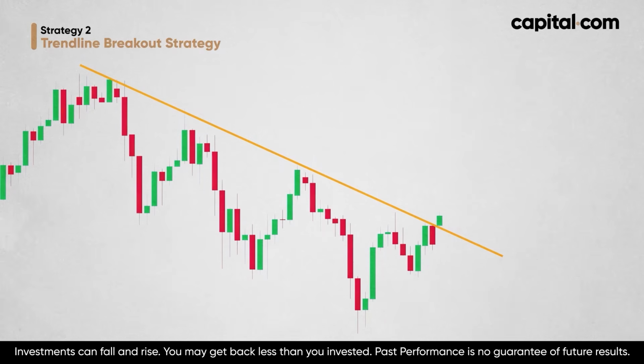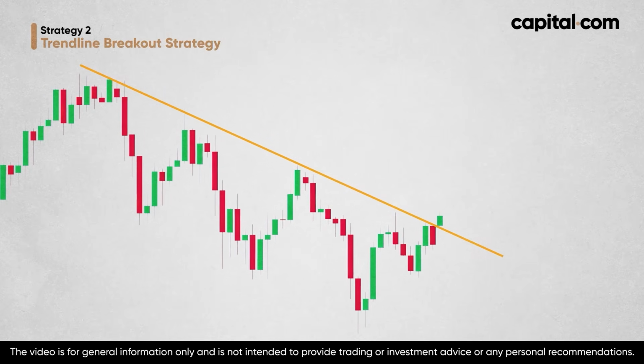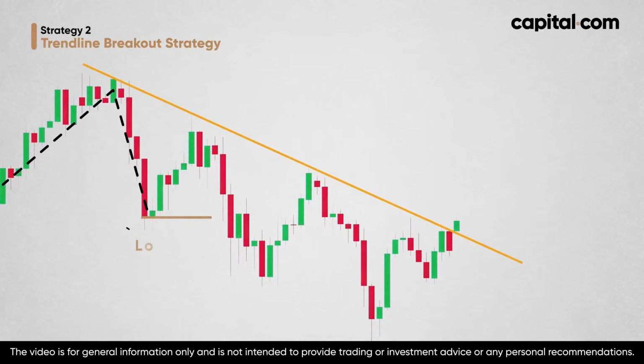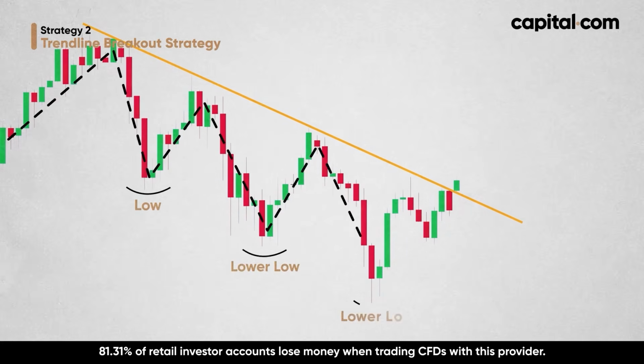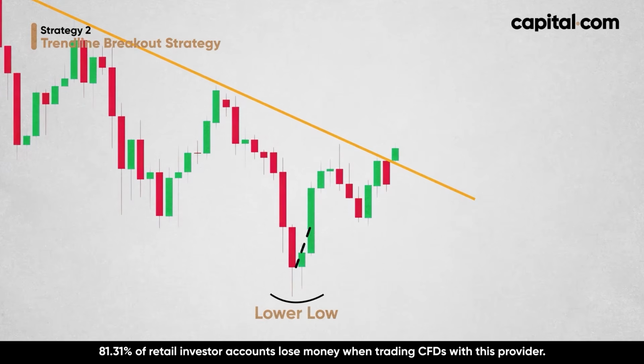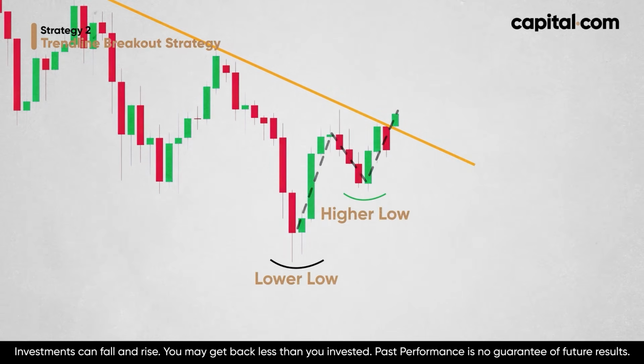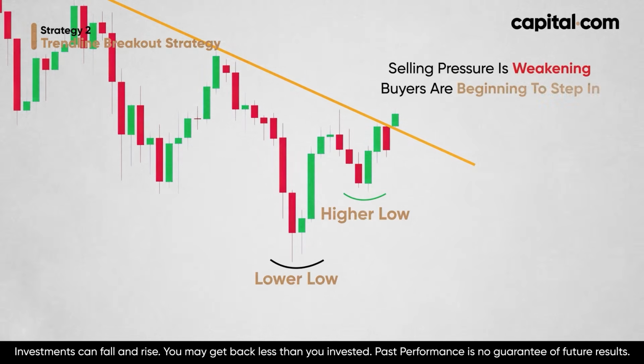What we want to see now is a confirmation that the downtrend is losing strength. One simple way to spot this is by looking at how price forms its lows. In a strong downtrend, price keeps making lower lows. But once sellers start losing control, price fails to make a new lower low and instead forms a higher low. This higher low is important because it shows that selling pressure is weakening and buyers are beginning to step in.